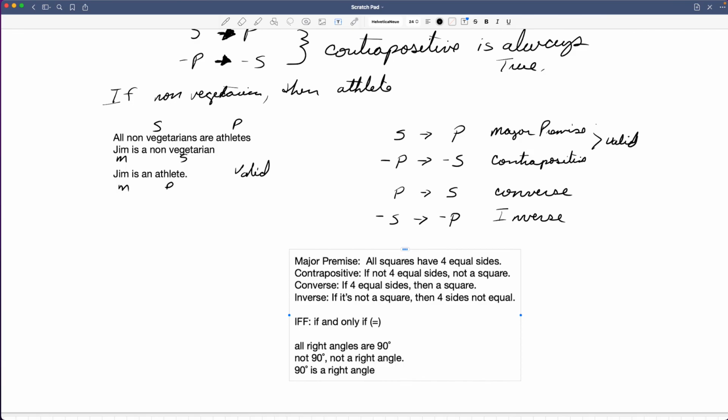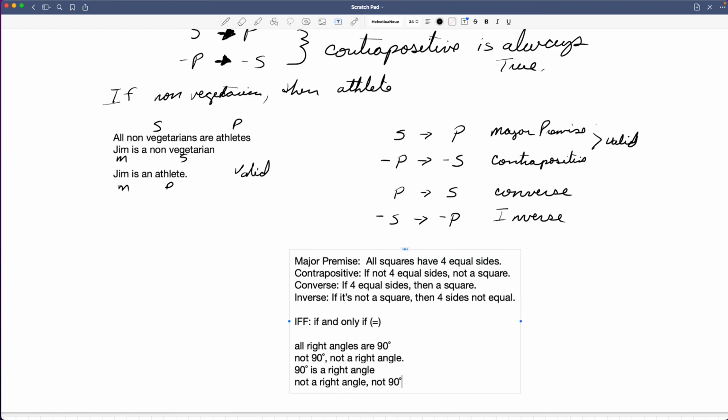That is true. So the converse is true. What about the inverse? Not a right angle. Not 90 degrees. That is also true. So when you have an IFF, which is an if and only if, or an equal statement like this, then it is called an if and only if because the major premise, the contrapositive, the converse, and the inverse are all true. And it's because it is an equal statement, right? It is what we would be like an A equals B situation.